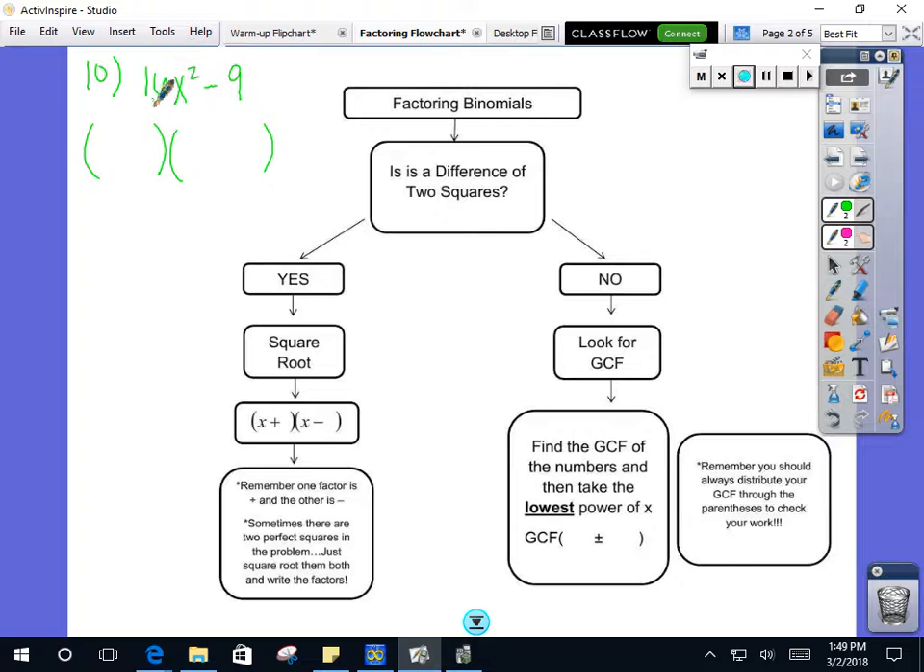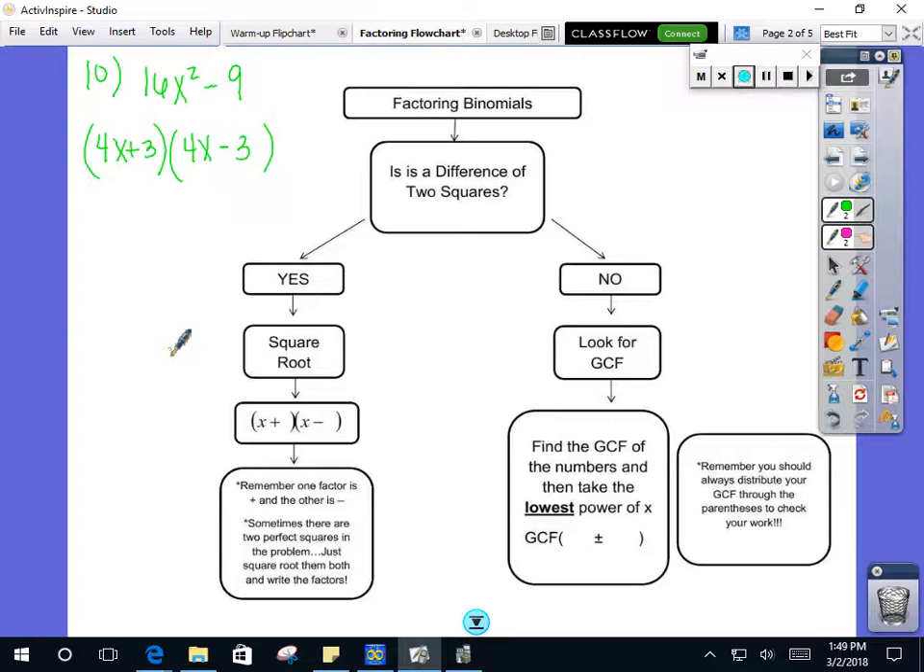What is the square root of 16x squared? 4x. And then 4x times 4x will make 16x squared. What about the square root of 9? 3 and 3. And then it reminds you to use opposite signs because they've got to multiply to a negative 9, and the outer and the inner term need to cancel each other out. And then you're done. That's the answer.